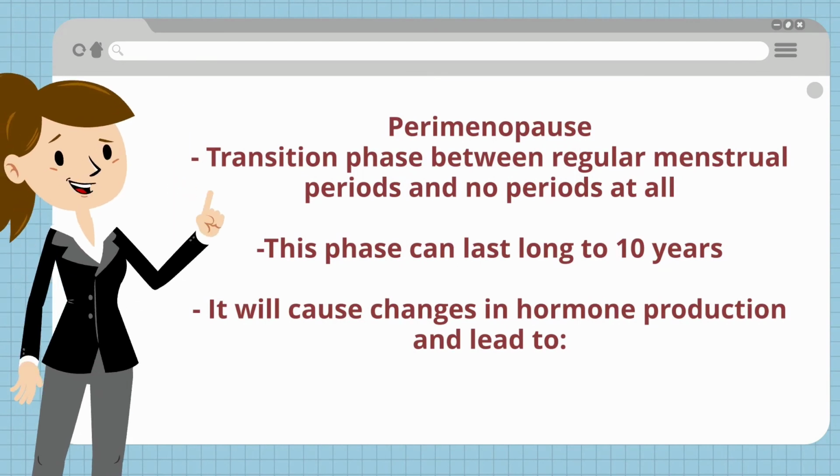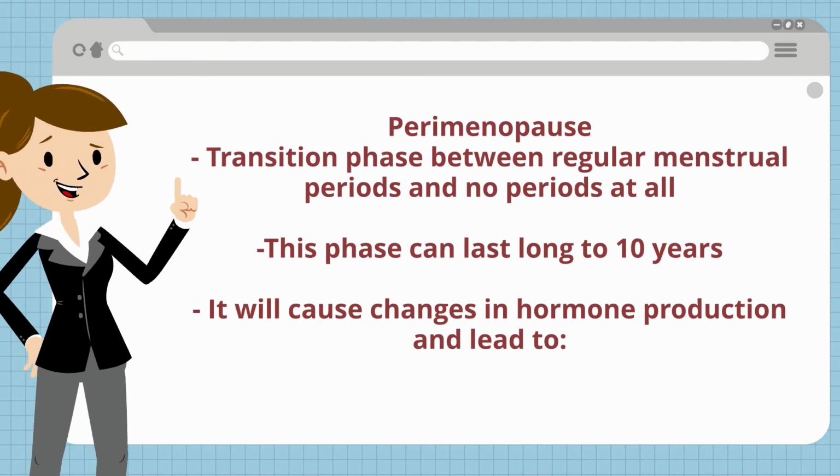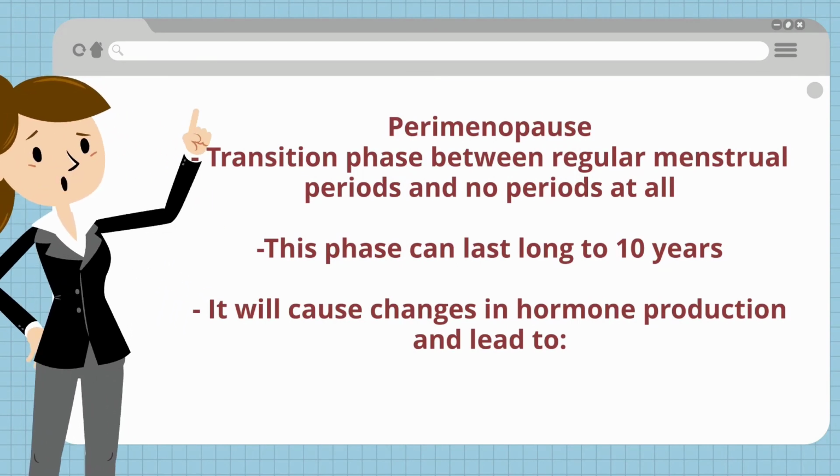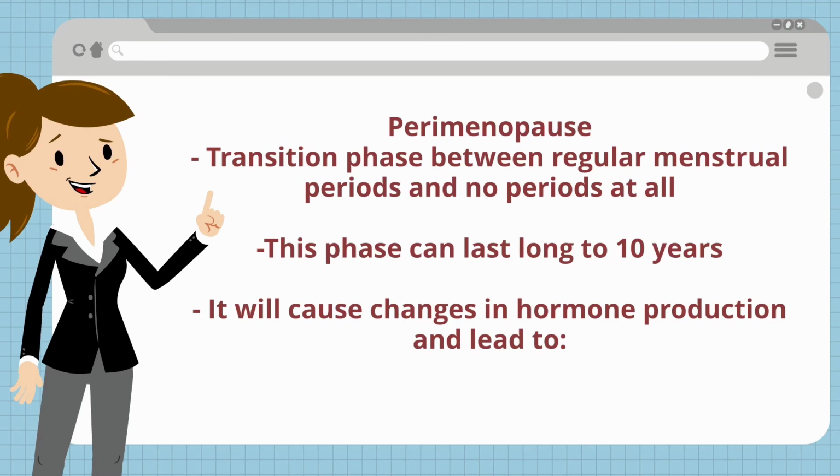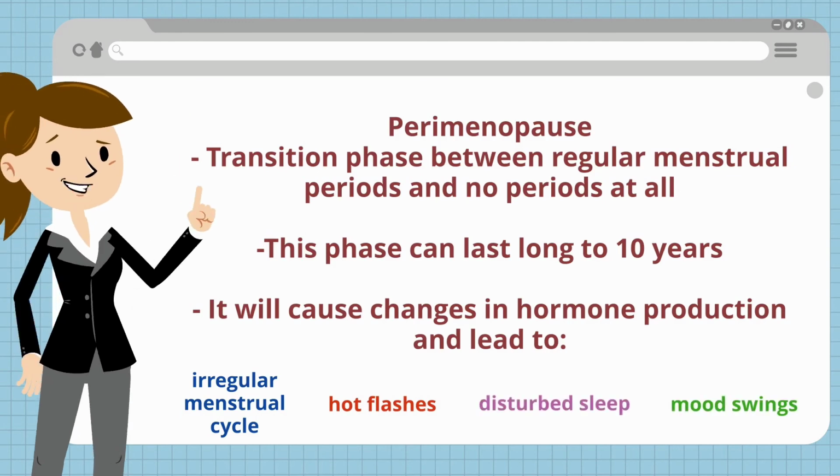Lastly, we have perimenopause. It is the term used to describe the transition phase between regular menstrual periods and no period at all. During this phase, it can last up to 10 years. Changes in hormone production can cause symptoms including irregular menstrual cycle, hot flashes, mood swings, and disturbed sleep.